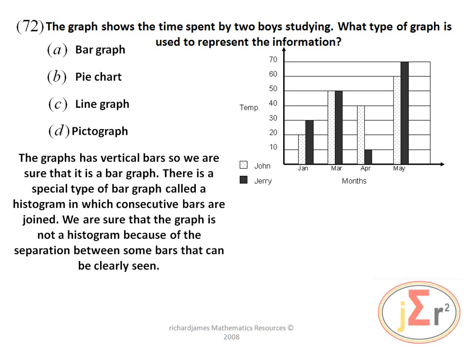We are sure that the graph is not a histogram because the separation between some bars can be clearly seen. So there we have separation between bars as indicated by those arrows. So we are sure that it is not a histogram, but it has bars. So we are sure that it is a bar graph. The answer is option A.